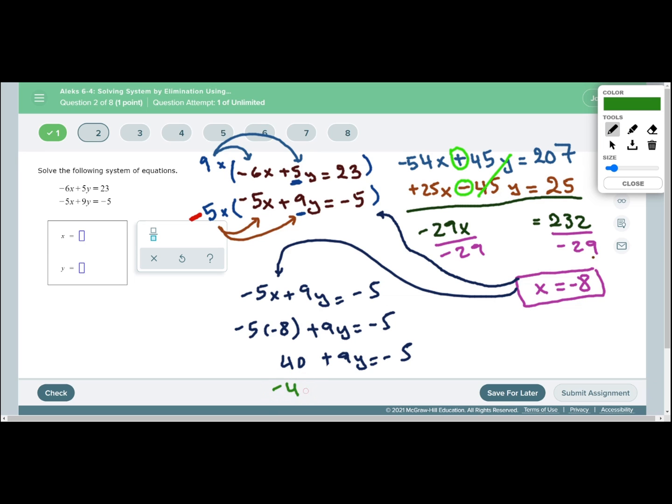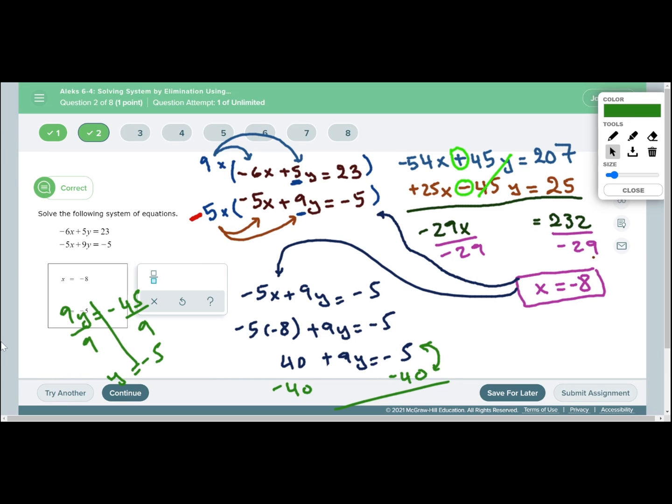Okay. Subtract 40 on both sides. So 9y equal to -45, because same sign we add. Then we divide by 9. So the answer is y equals -5. Nice. Whenever it's a whole number, we can be somewhat confident that you did it correctly. All right, let's take a look at the next problem.